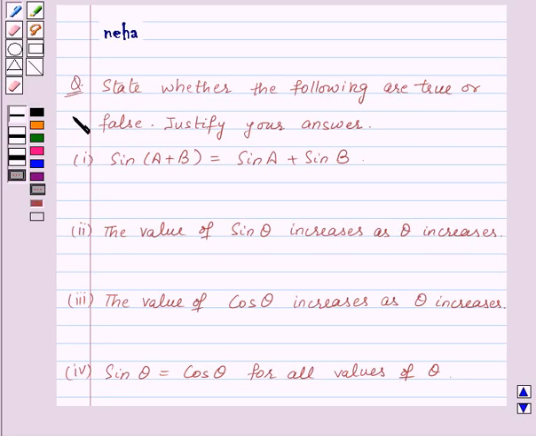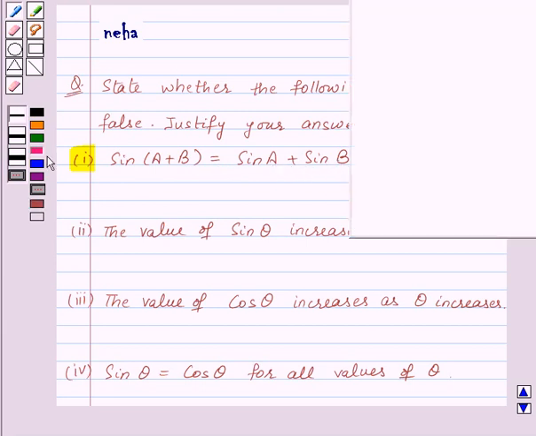I am Neha and I am going to help you with the following question. The question says, state whether the following are true or false. Justify your answer. So first of all, let's see the first part. It says, sine A plus B is equal to sine A plus sine B.